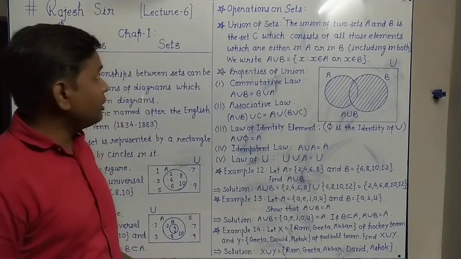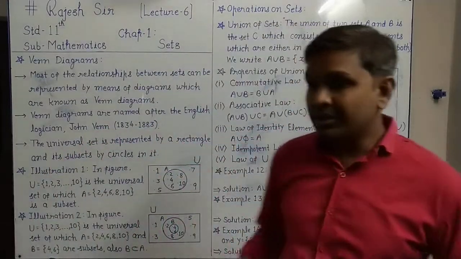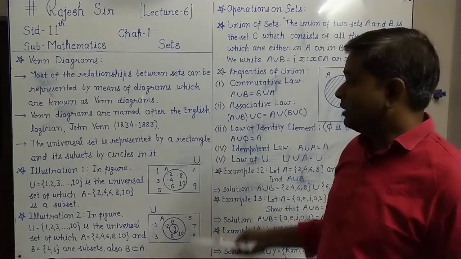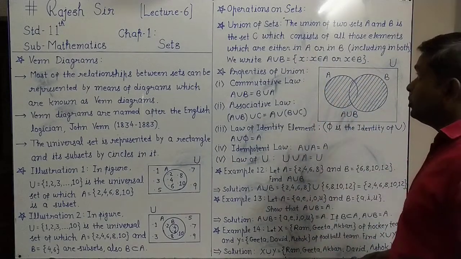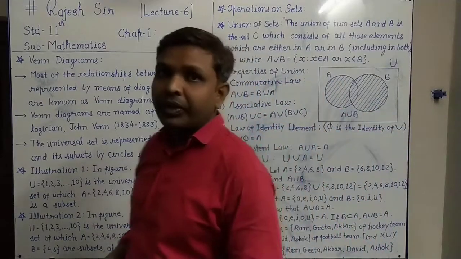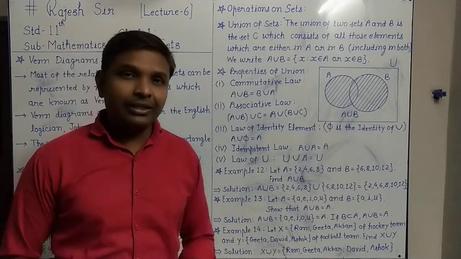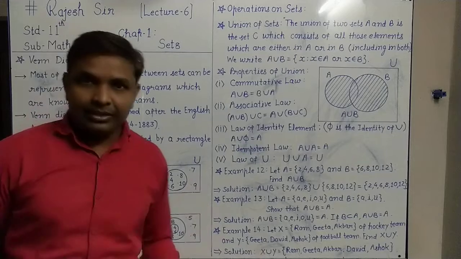So this way we understood in this lecture about Venn diagrams, how to represent the universal set and their subsets by rectangle and by circles. And operations on sets: we have seen the union of sets with some properties and some examples. In the next lecture we will see some more operations on sets, that will be the intersection of sets and difference of sets. Thank you.